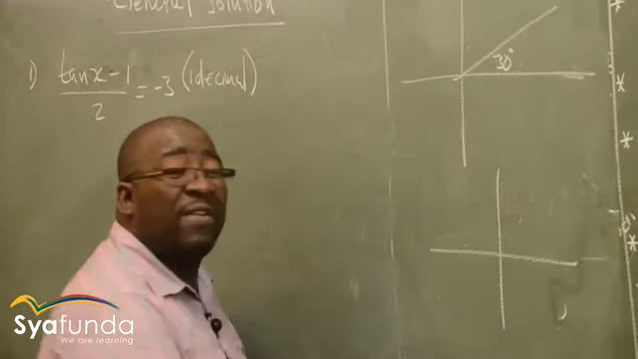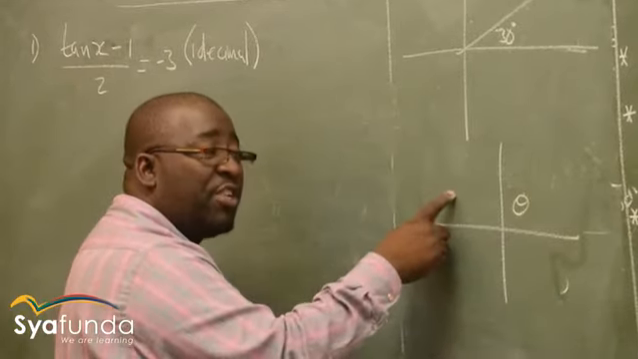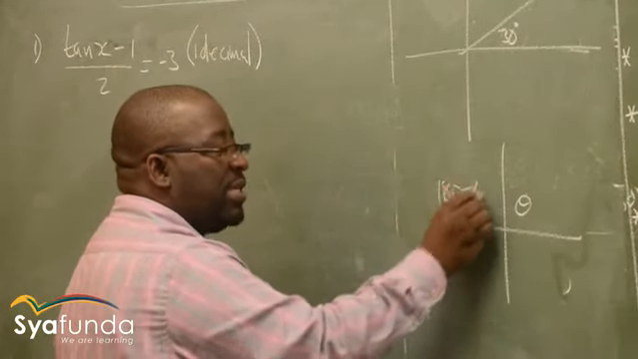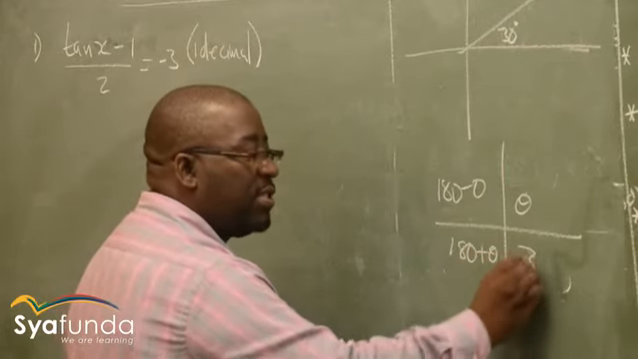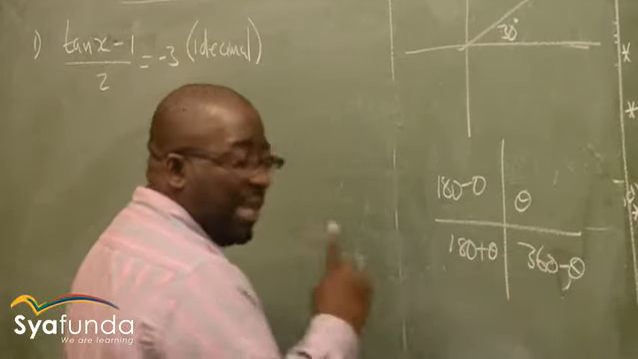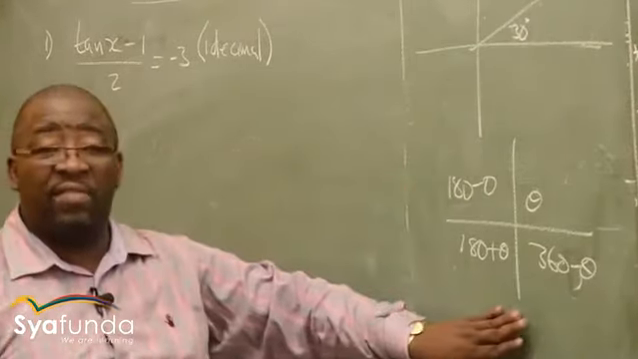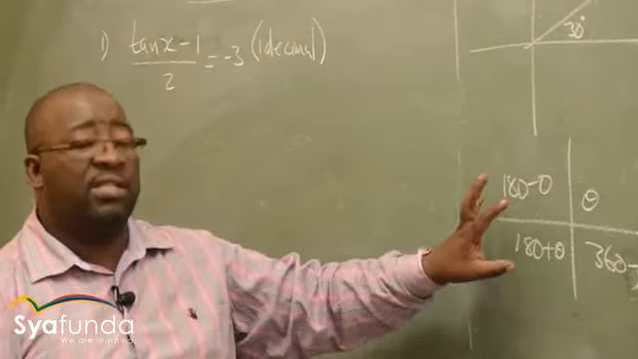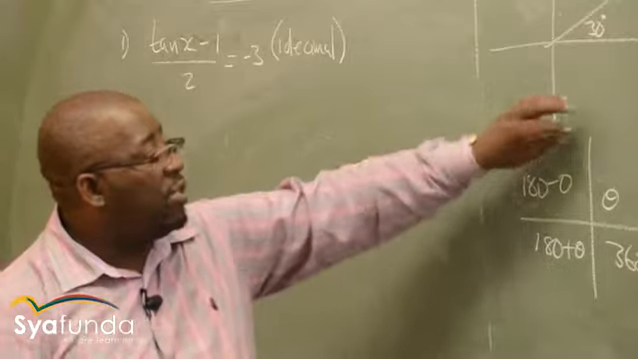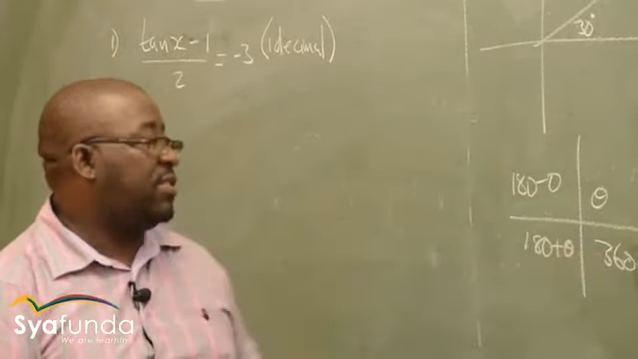Remember, how do you call the first quadrant? It is theta, or 90 minus. How do you call the second quadrant? It is 180 minus theta. The third quadrant, it's 180 plus theta. The fourth quadrant is 360 minus theta. Take note. When we deal with the general solution, we don't use 90 and 270. You only use 360 and 180, as I've indicated here. In the general solution, avoid using 90 and 270. Only use 180 and 360.